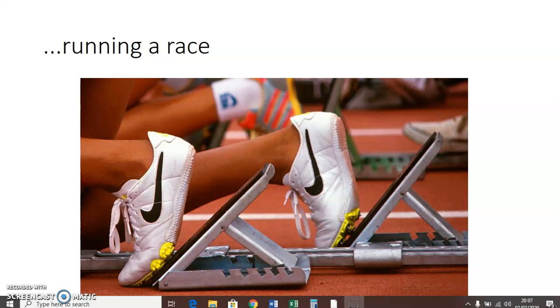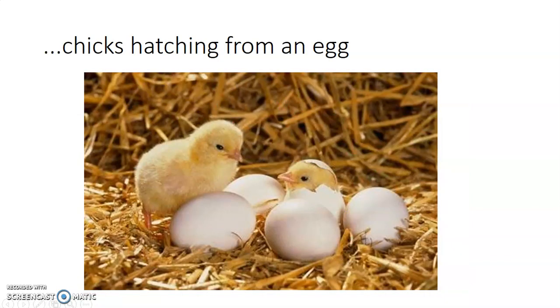The first one I've got is running a race. Okay, I've got a photo there running a race and you can see from the image that this is the very start of a race, before the starter's pistol has even been fired. Okay, let's have a look at the next picture. The next picture is little baby chicks hatching from an egg.